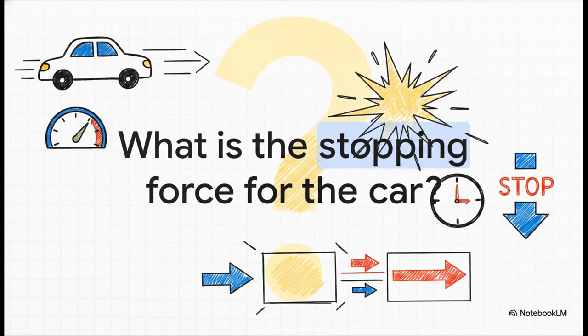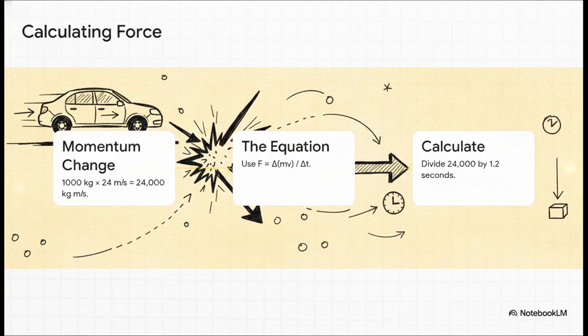time. Let's try another numerical puzzle to see how this impulse equation applies to a real life or death scenario, like a car crash. Imagine a 1,000 kilogram car traveling at 24 meters per second. It crashes and comes to a complete rest in just 1.2 seconds. What is the steady stopping force applied to that car? All right, let's figure it out.